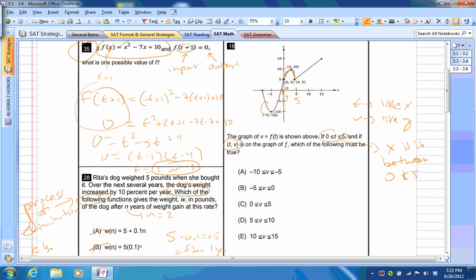This part's no good, because the x values are less than 0. Remember, the x values have to be between 0 and 5. So which of the following must be true? Again, process of elimination.